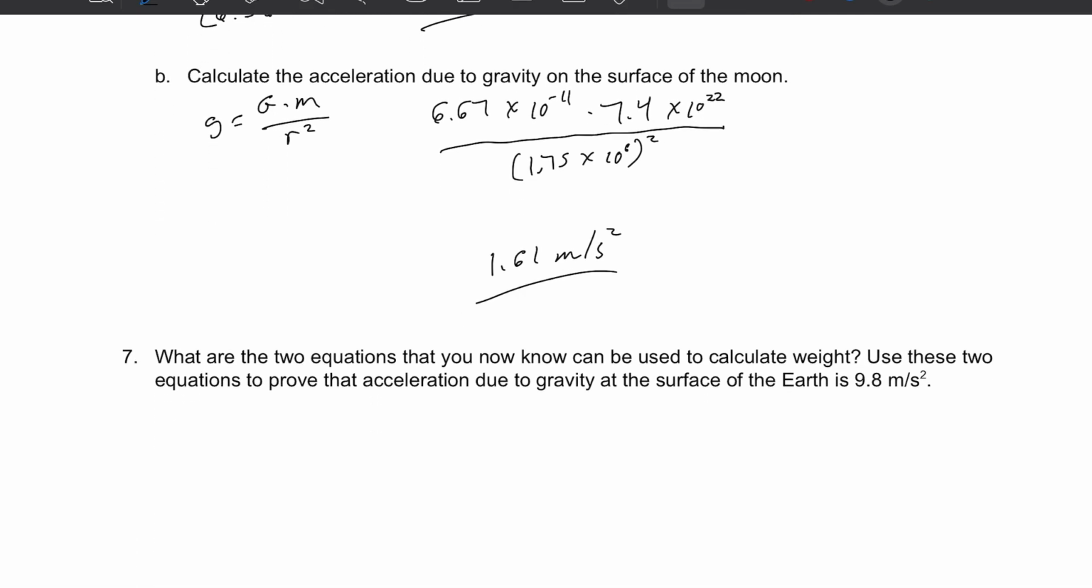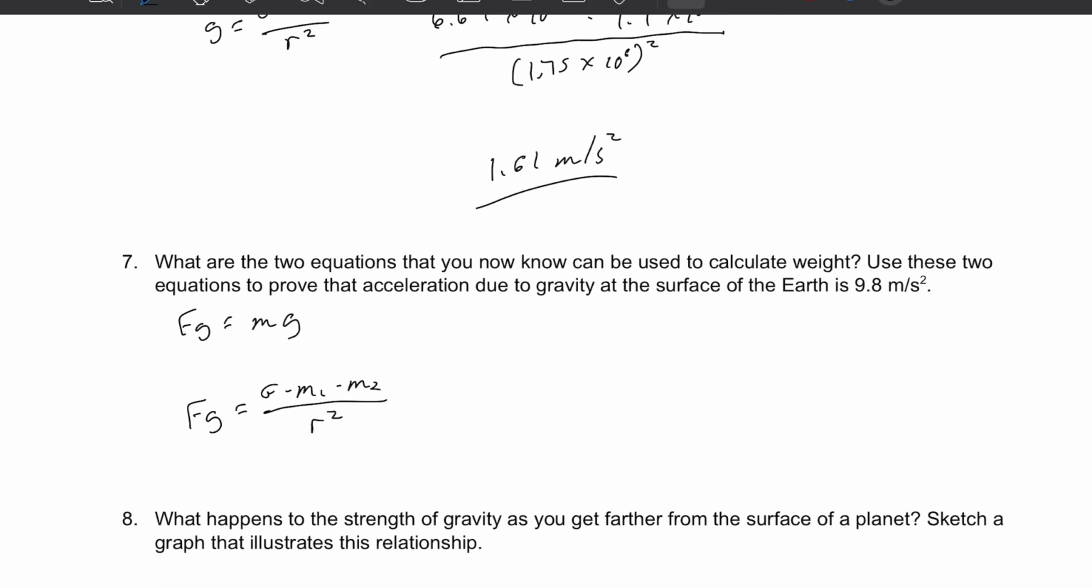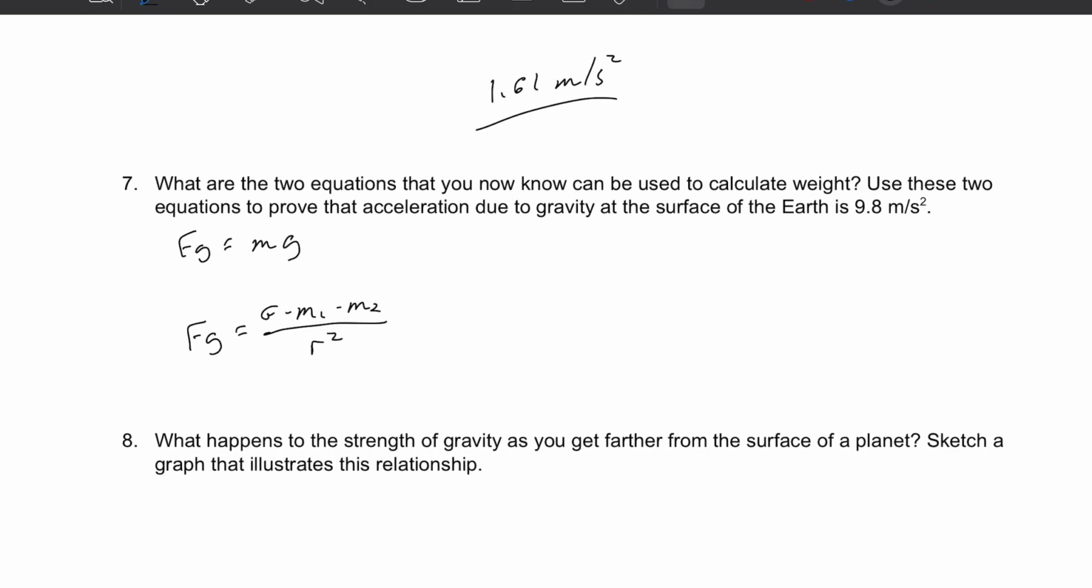For number 7, what are the two equations that you now know that can be used to calculate weight? Well, before today, we would have said force of gravity is weight and force of gravity is mg. Today, we learned that force of gravity can also be calculated as G times m1 times m2 over r squared. I didn't worry about proving that they're correct. I just wanted to list them out. That was more important to me.